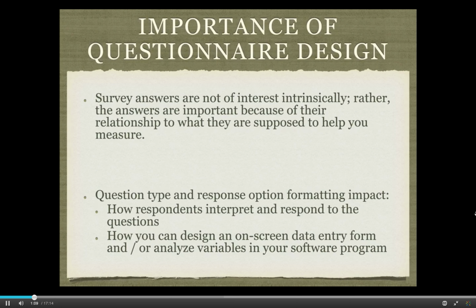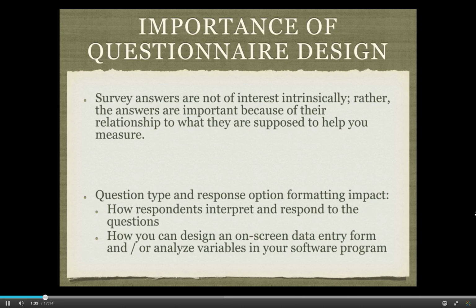Questionnaire design is very important when we think about collecting information on participants for research. While survey answers are not of interest intrinsically, the answers are important mainly because of their relationship to what they are supposed to help one measure.